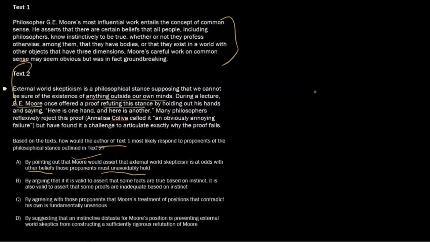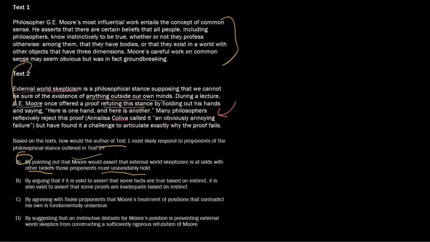Okay, and I would say that this immediately is our answer. All right, why is this? Because Moore is asserting, right, that to even think about external world skepticism, you can't be sure of anything. So to be sure of anything, you need to have your basis. You need to be sure of something to be sure of anything, right? So I would say this is A.